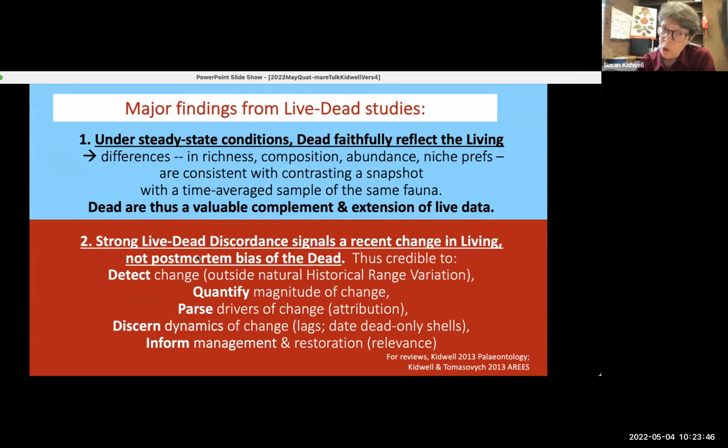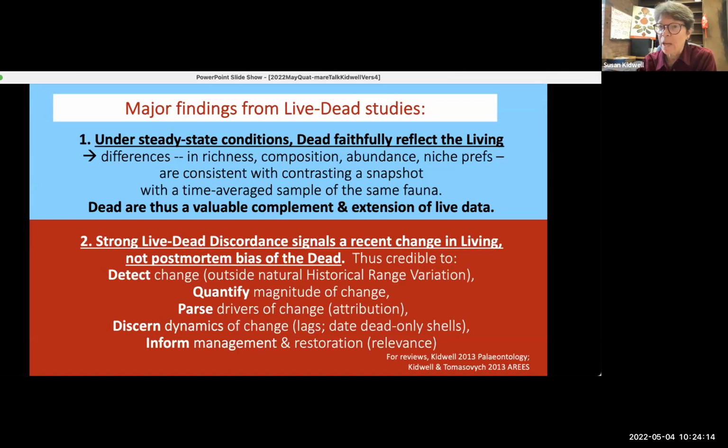But where you find strong live dead discordance, it signals a recent change in the living, specifically an anthropogenic change in the living. It is not a problem of the failure of postmortem preservation. And so it's therefore quite credible then, when we find live dead discordance, to interpret the difference in terms of change that is outside historic range of variation.